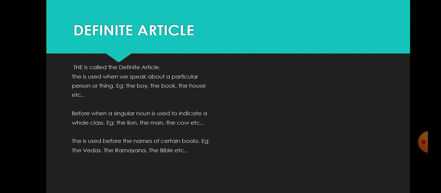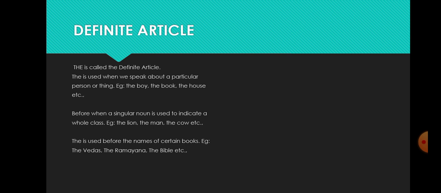Definite article. The is called the definite article. The is used when we speak about a particular person or thing. For example, the boy, the book, the house, etc.